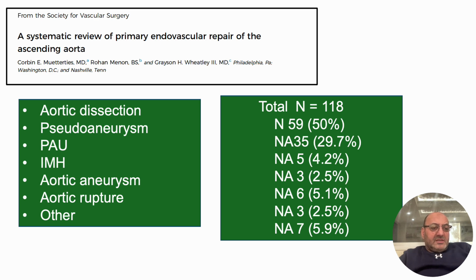Aneurysms are really hard to seal in the ascending aorta for many reasons: the force, the distance, no landing zone. Sometimes the distance between the coronary arteries and the innominate artery is very, very short, shorter than 10 cm, and we don't have specific grafts for the ascending aorta that are really compatible with the physiology, the length, and the width. That's another difficulty that one has to take into account.